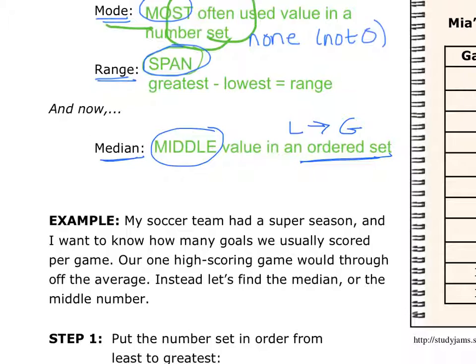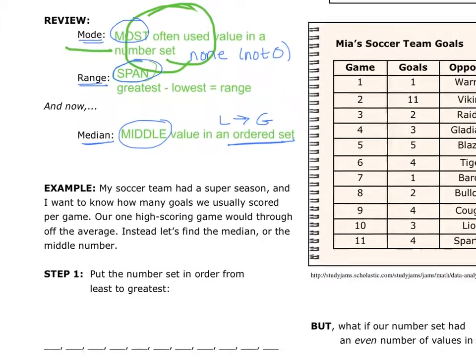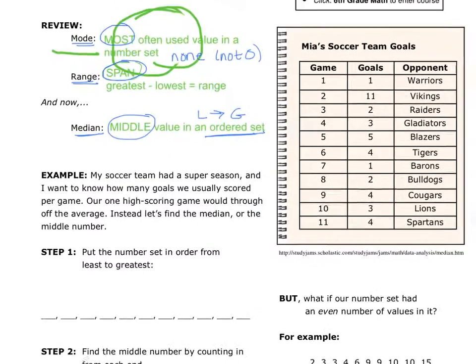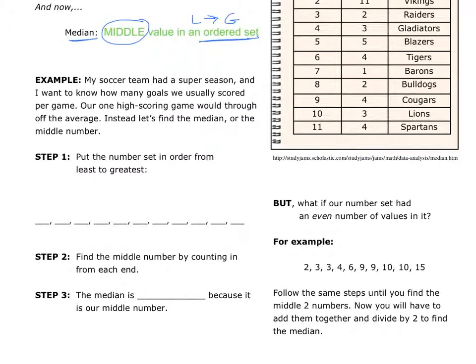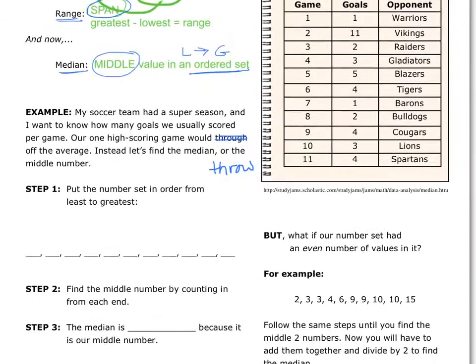We have an example here, and this is talking about Mia, and Mia plays soccer. She says, my soccer team has a super season, and I want to know how many goals we usually scored per game. One high scoring game would throw off the average. Instead, let's find the median, or the middle number. One, fix that typo. It should be throw.